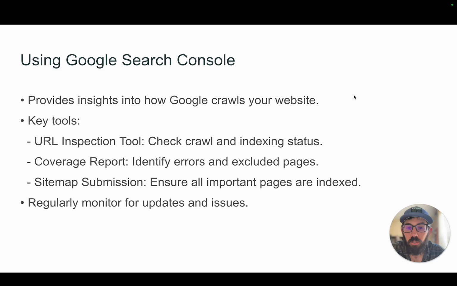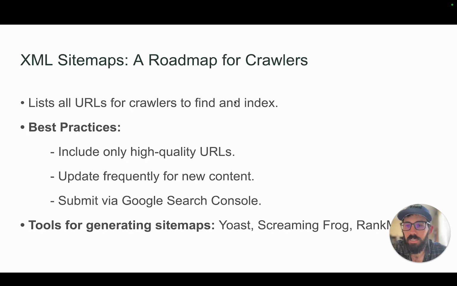There's a coverage report, so you can see errors and pages that are not indexed. You can submit your sitemaps through Google Search Console, and then you can check it and you can set notifications. So if there are issues that pop up, you get notified, emailed by those issues. We're going to go look at Google Search Console in a second here. Actually, let's go look at it right now.